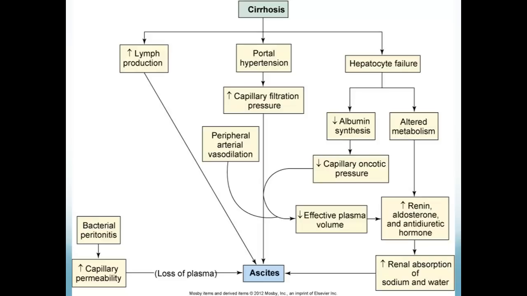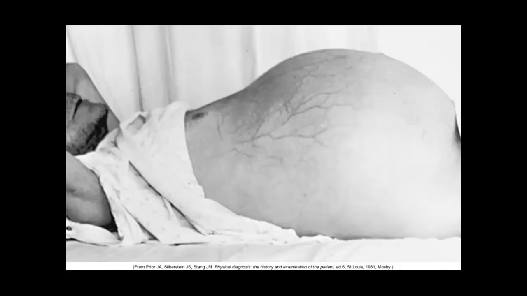Over on the left at the bottom, we talk about bacterial peritonitis, which can cause capillary permeability. That would be an additional complication that could possibly occur. It doesn't always occur though with cirrhosis. This is a picture here of a patient who has ascites. You can see the very distended abdomen. This is fluid in the abdomen. You see all the veins that are showing on the patient's abdomen as a result of all the swelling and the back pressure on the veins in the abdomen.